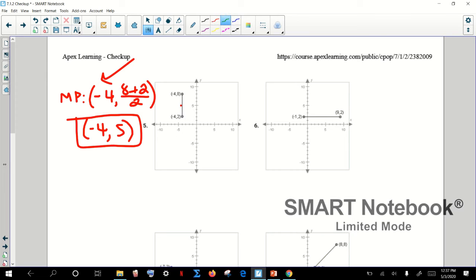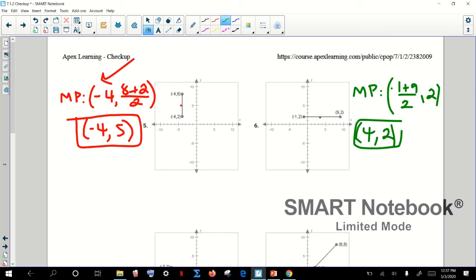And so you know that the midpoint is going to have that same x value, that's why you don't have to calculate it. Here we have a horizontal segment, so we know the y value is going to stay the same for the midpoint, so we just have to find the average of the x values. So negative 1 plus 9 over 2, and then we know the midpoint is going to have a y value of 2 as well. Negative 1 plus 9 is 8. 8 divided by 2 is 4. So our midpoint is (4, 2). Perfect.